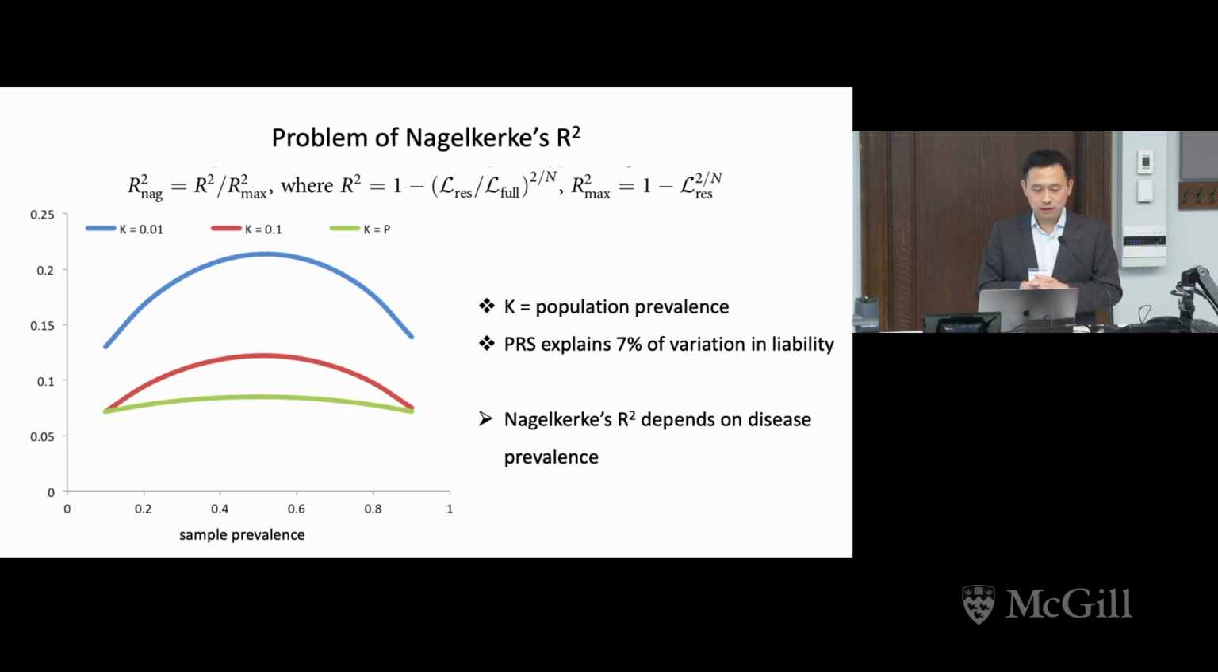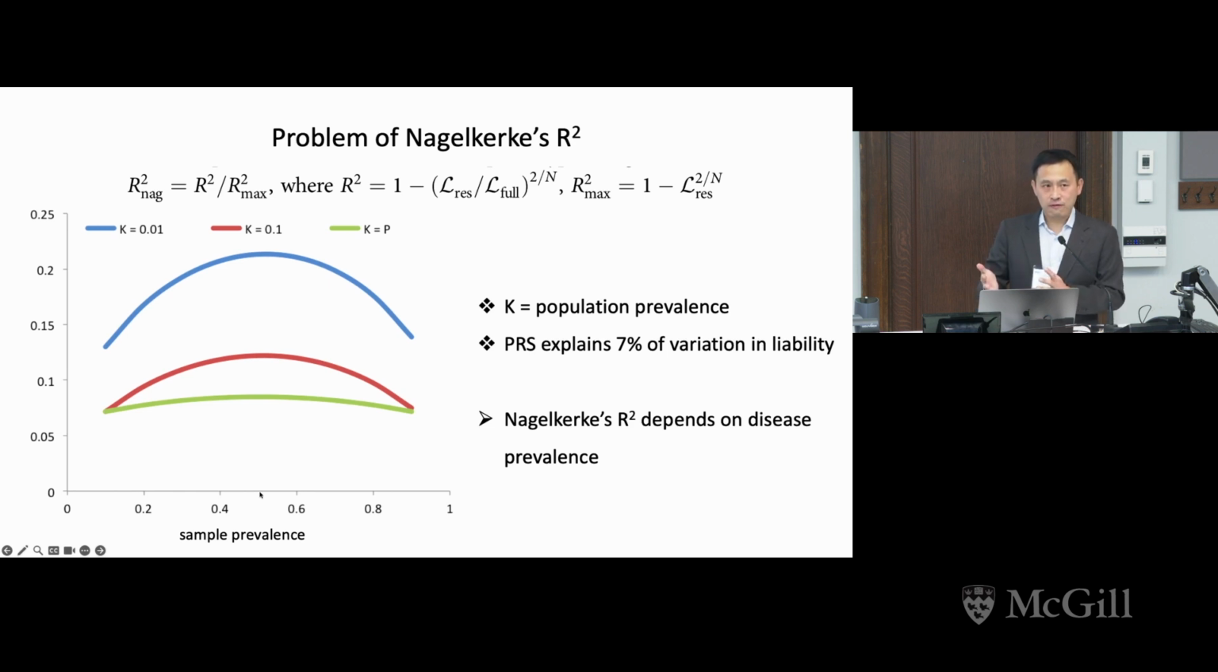Let's say you do a schizophrenia study. You know the population prevalence for schizophrenia is roughly less than 1%, which is the K here in this curve. Of course, you won't be using only 1% cases in your study, because you don't have the power to find anything. You probably have 50% case, 50% control, which is the most common study design. So what would happen? This is the sample prevalence.